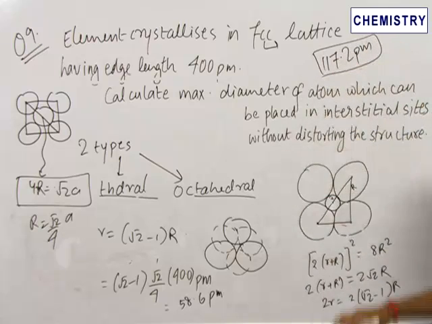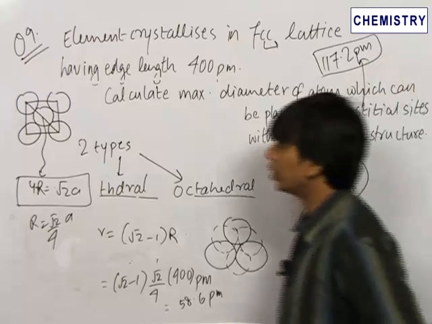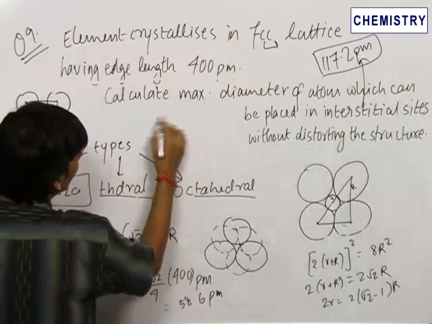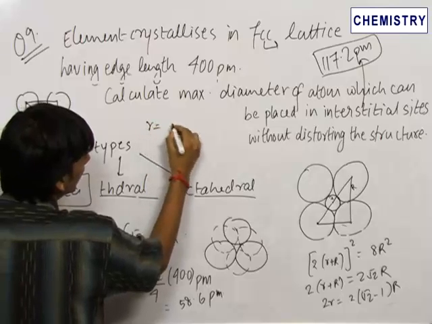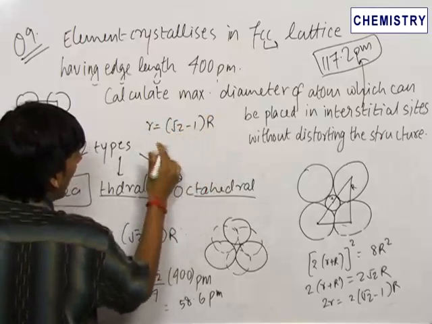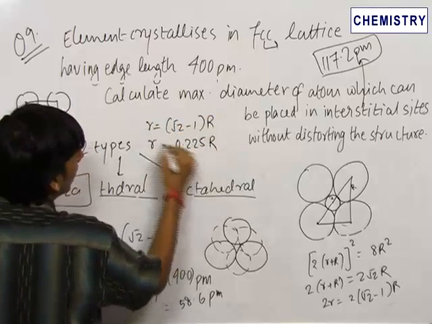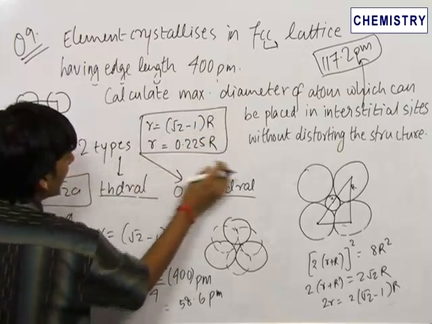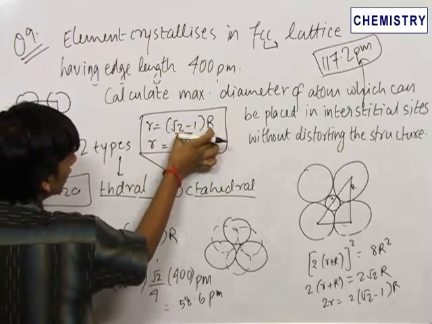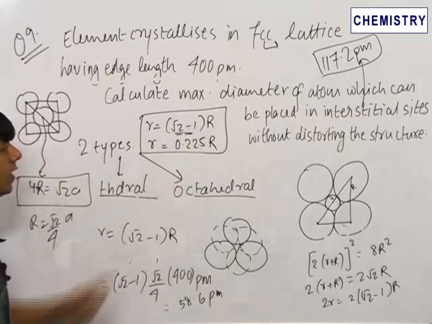So the final answer for the maximum diameter of the atom which can be placed in the void comes out to be equal to 117.2 picometers. So the important thing you should learn from this question is that the maximum radius of the atom which can be placed in an octahedral void comes out to be equal to root 2 minus 1 into the radius of the atom, and for a tetrahedral void it is equal to 0.225 into R. Remember both of these, and by comparison we can obviously see that this is equal to 0.414, and therefore the radius of the atom which can be inserted in the octahedral void is greater than that of the tetrahedral void.